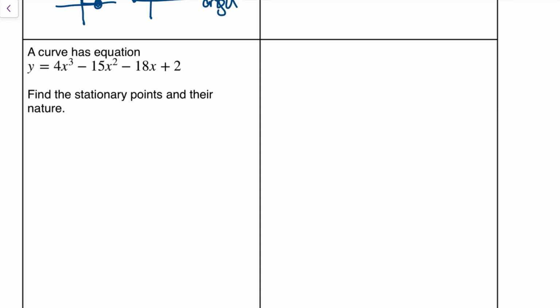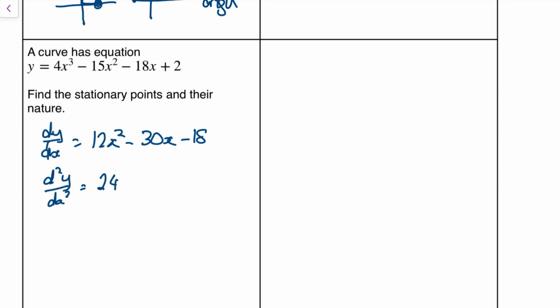Next question. A curve has equation, gives me an equation. Find the stationary points and their nature. Very similar question to this yesterday. A little bit tedious, but we just need to get through. So dy/dx is equal to 12x squared minus 30x minus 18. And d2y/dx squared, because I know I'm going to need it, is equal to 24x minus 30.